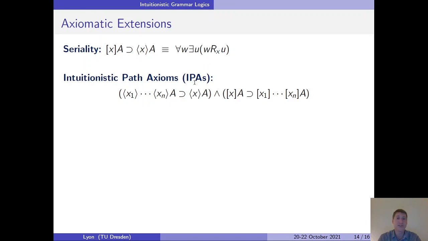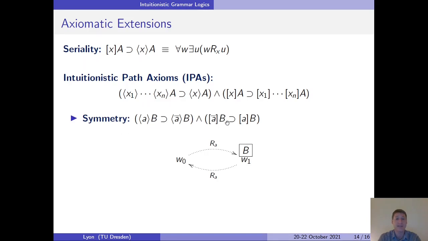It also considers extensions with what are called intuitionistic path axioms, or more simply IPAs. I just use the term IPA because intuitionistic path axiom is quite a mouthful. This class of axioms subsumes a lot of well-known or well-studied axioms that occur in the literature in modal logic. For example, the symmetry axiom is an instance of an IPA. If this is added to your axiomatization, then it becomes sound and complete relative to birelational sigma models, remember sigma being your alphabet, where the modal relation RA is symmetric, so if one point sees another, then the reverse must be true.